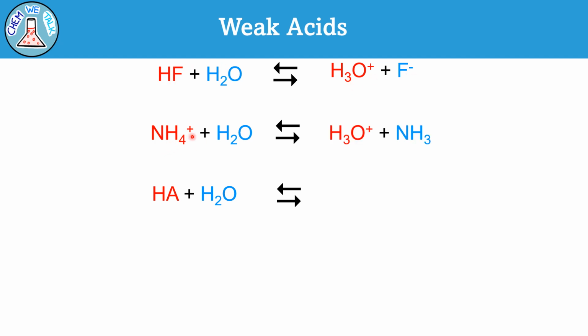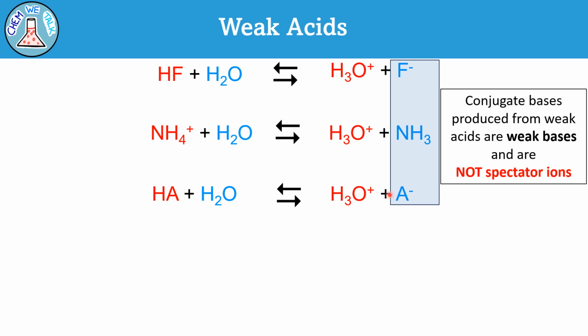And NH4 plus, which is a weak acid, is going to donate its hydrogen, producing H3O plus and NH3. And HA is just going to be a representation for any monoprotic weak acid. And by monoprotic, we mean that it only has 1 hydrogen. Okay, so H3O plus plus A minus. And now those weak bases are not spectators anymore because they come from weak species. So those conjugate bases will actually be weak bases and will not be spectators.